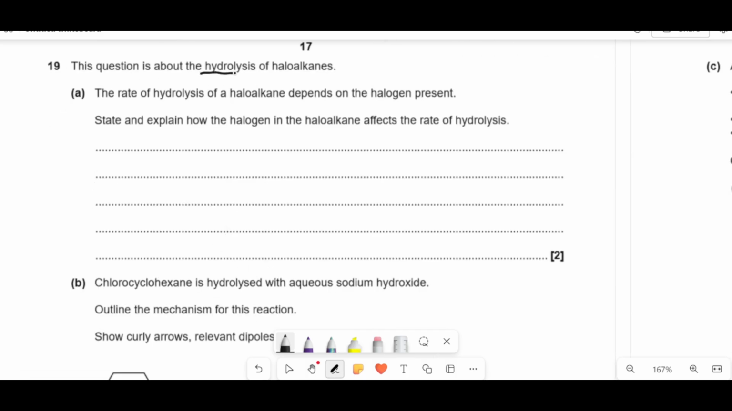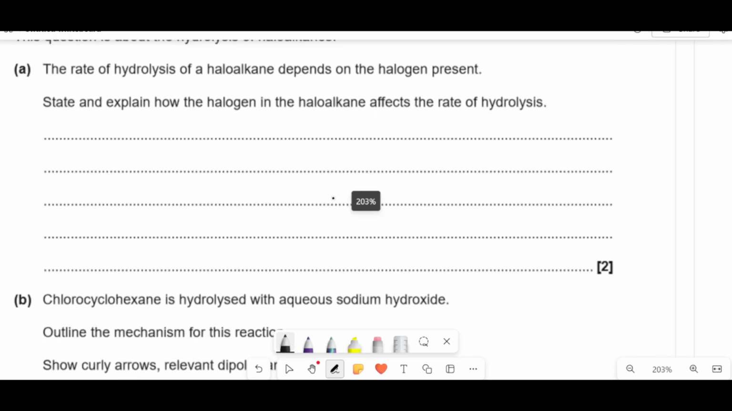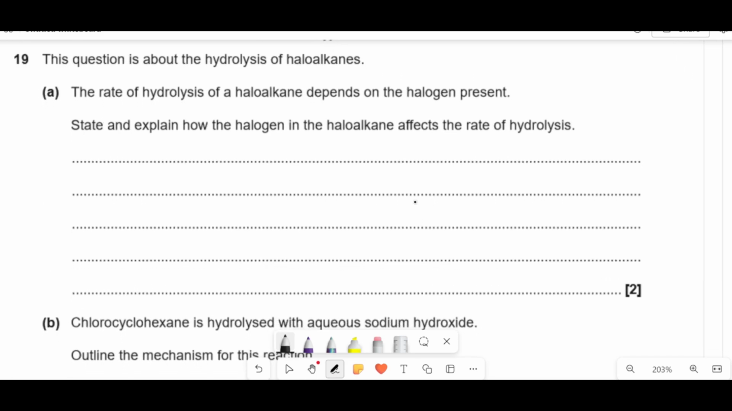So this question is about the hydrolysis of haloalkanes. The rate of hydrolysis of a haloalkane depends on the halogen present. State and explain how the halogen in the haloalkane affects the rate of hydrolysis. So when we're hydrolyzing it, what we're doing is we're breaking the C-Cl, C-F, C-Br bond. Now here, they don't really want you to talk about electronegativity. It's a common thing that people talk about. They're asking you why the halogen in the haloalkane affects the rate of hydrolysis.